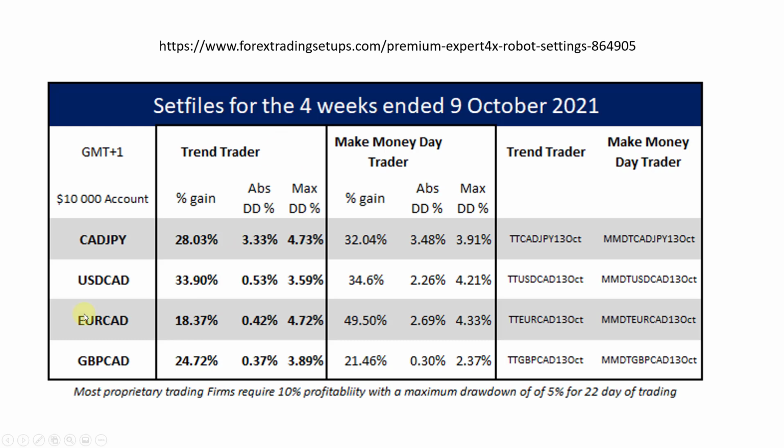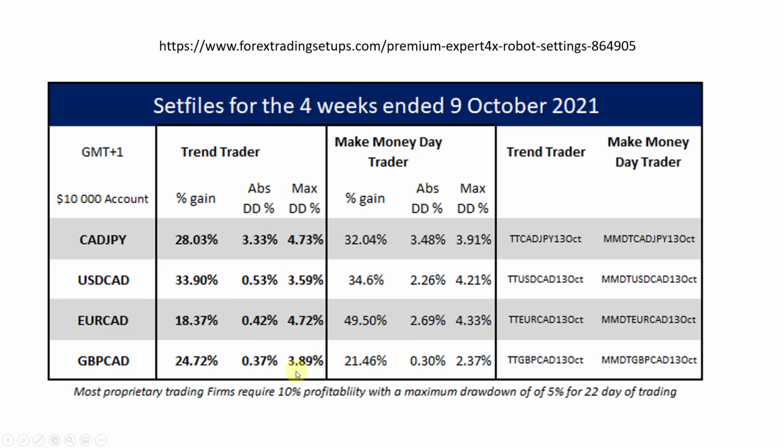So there's two types of drawdown. There's absolute drawdowns, and then there's a maximum drawdown. So during the trading of these currencies using these EAs, the absolute drawdowns, as you can see, are relatively low. So that is the most, let's say you're trading $10,000, that is the most that the drawdown reached over a 4-week period.